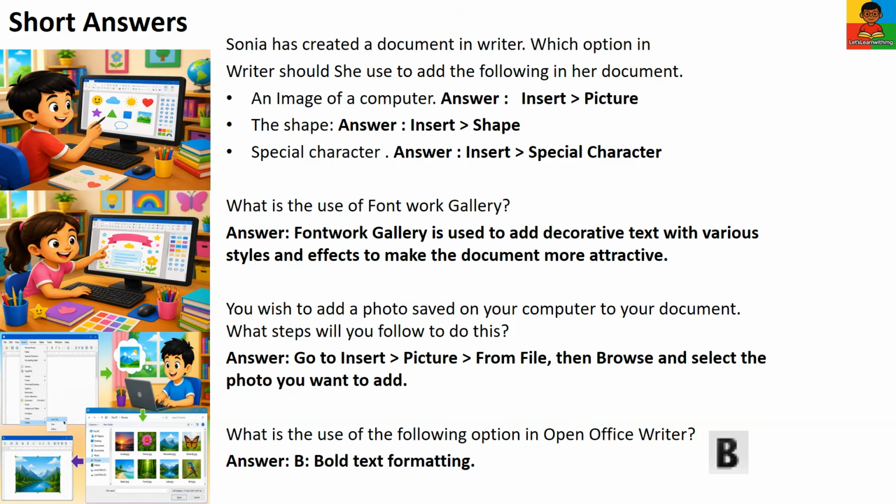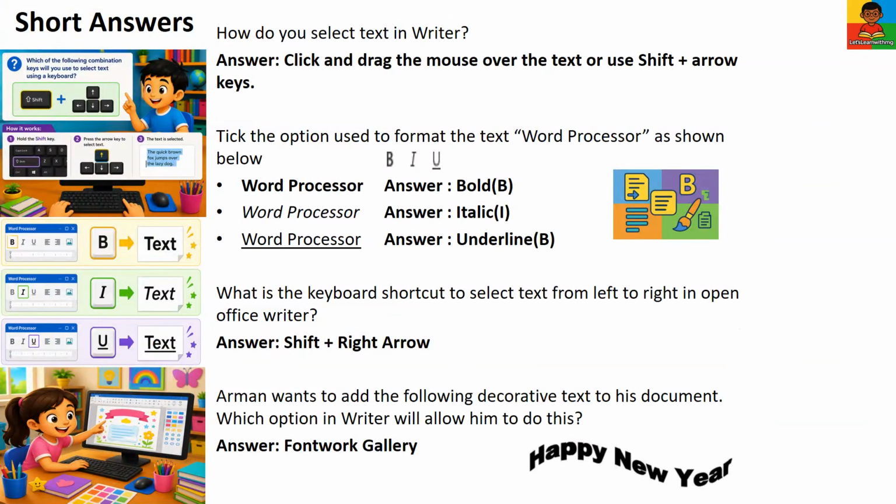How do you add a photo saved on your computer? Go to Insert, Picture, from File, then browse and select the photo you want to add. What is the use of the following option in OpenOffice Writer? B. Bold text formatting. How do you select text in Writer? Click and drag the mouse over the text or use Shift plus arrow keys.